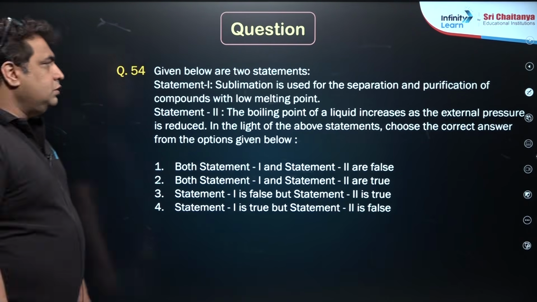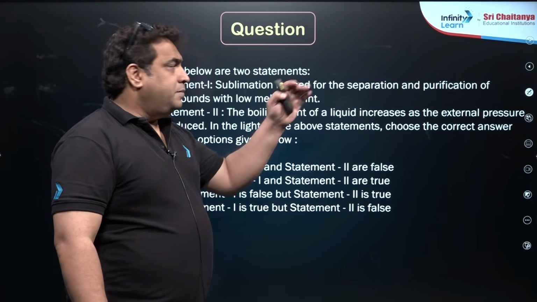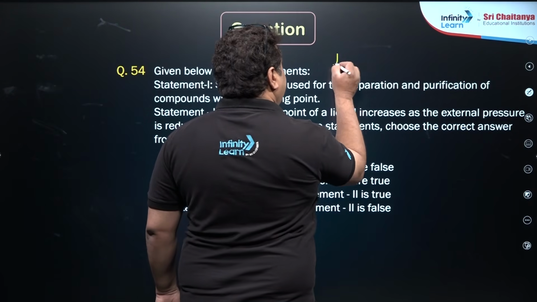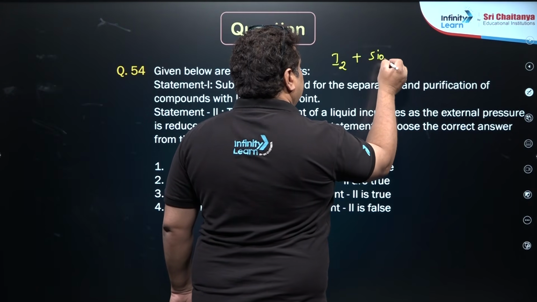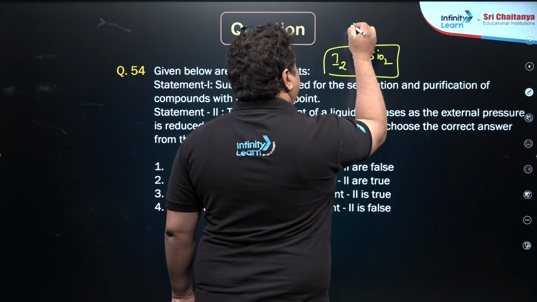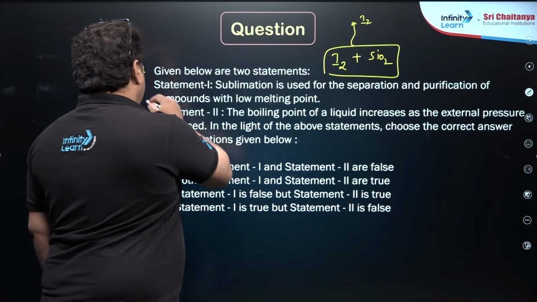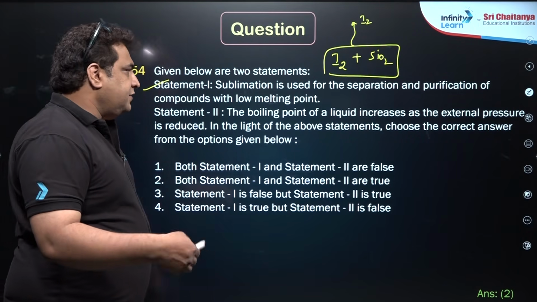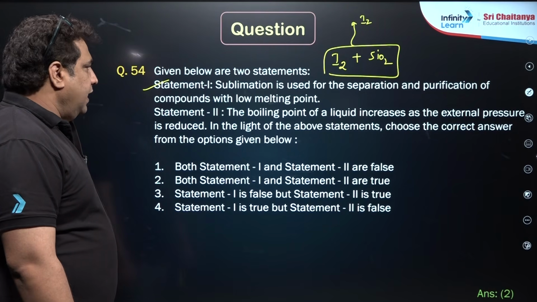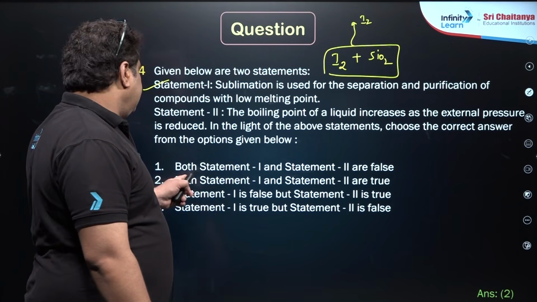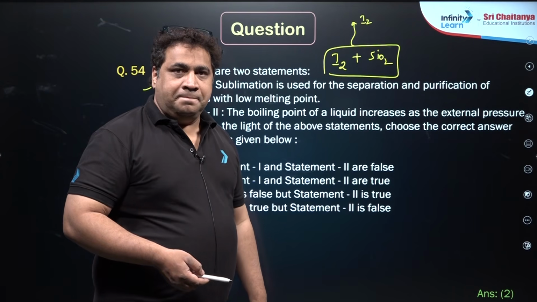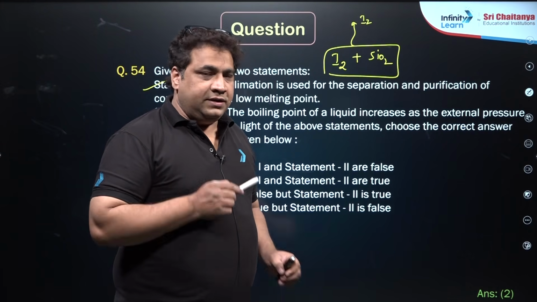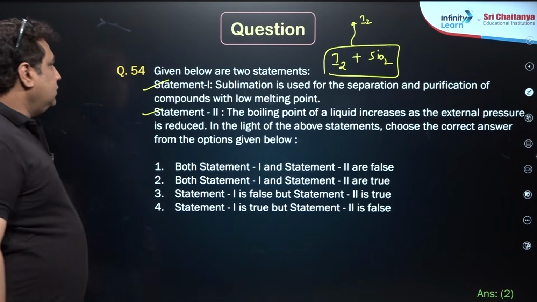Next, sublimation, where solids become vapor directly, is used for separation and purification of compounds with low melting point, correct. For example, if you take iodine with silica, this mixture if you heat, then only iodine is evaporated and silica will be left over. Statement is correct. Next, the boiling point of a liquid increases as external pressure is reduced. Yeah, because boiling becomes difficult. Okay, that is the principle, that is the reason why in different places on earth boiling is difficult, some places boiling is easy. Hence, the statement also goes correct.